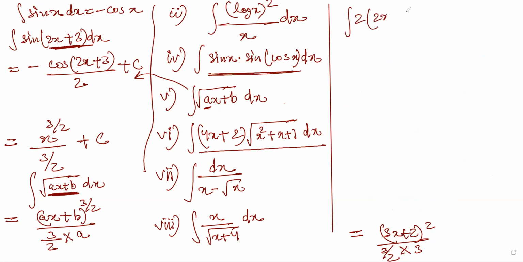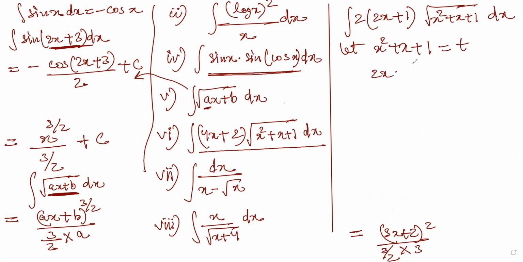Write this as twice of 2x plus 1 into root over x square plus x plus 1 into dx. Now let this x square plus x plus 1 be t. So 2x plus 1 into dx is equal to dt. Easy.